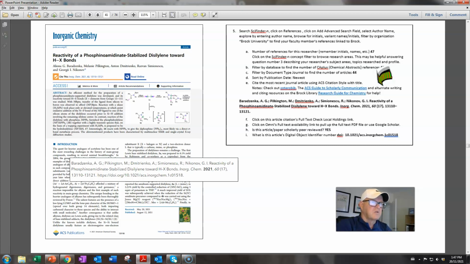But in the answer to question number 5, can you see how I put the numbers in? 47, 44 of them were journal articles. Here's a citation that was the most current one. I cited it using Zotero Bib. And then it asked me, is it scholarly or peer-reviewed? And I said yes, because I know it smelled, looked, and tasted like it. You've probably done this before, but that's a skill you need to verify as well when your faculty member or your colleague says it has to be a scholarly peer-reviewed article. And then what's the DOI? Well, I already had it. It's in the citation. I put that in there. So that's how you answer question number 5.